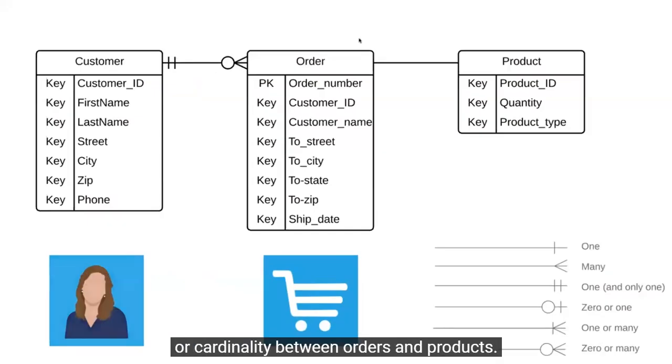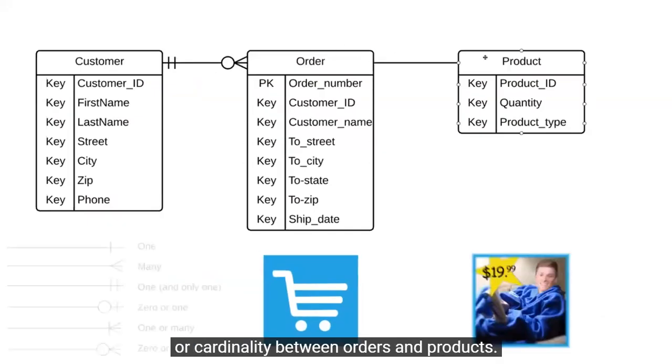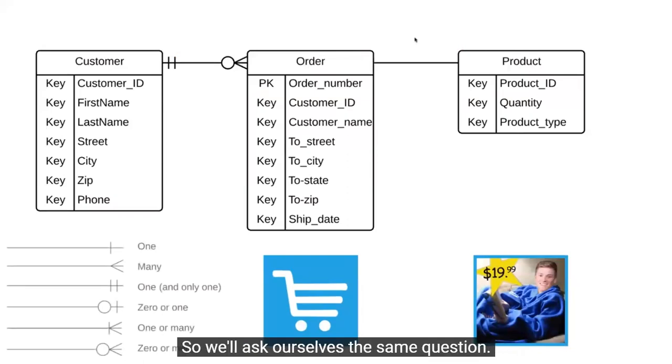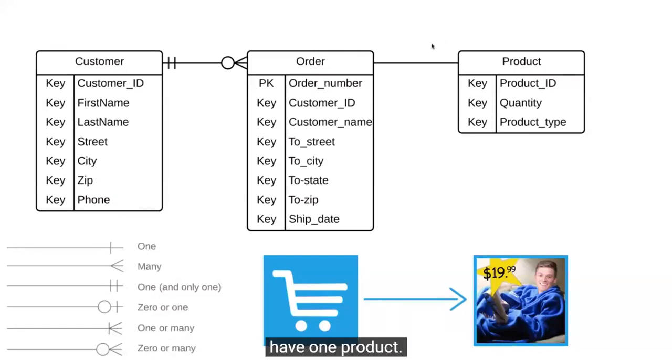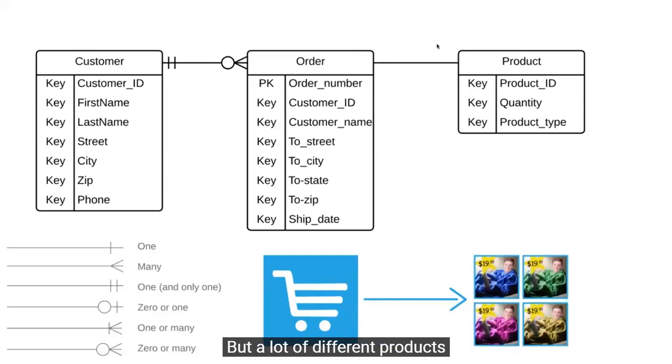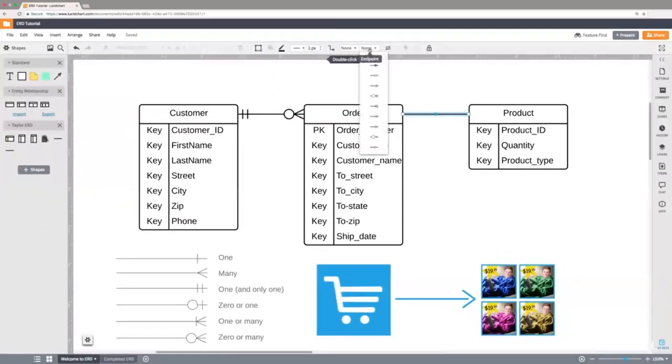So now let's talk about the relationship or cardinality between orders and products. So we'll ask ourselves the same question. A certain order can have how many products? Well, for an order to exist, it has to have one product. But a lot of different products can be comprised of that order. So to show that on our diagram, we'll change this notation.